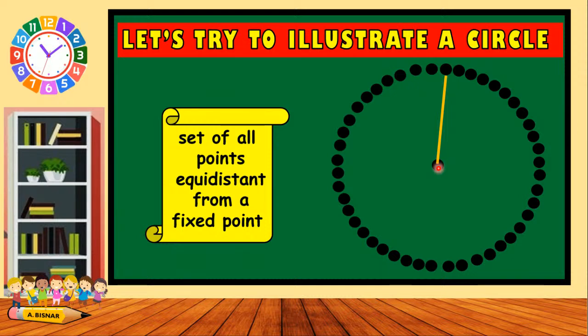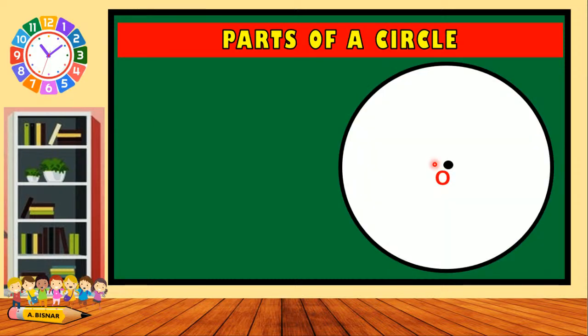Naiintindihan nyo ba? Again, set ng mga points na pare-pareho ang layo mula dito sa fixed point. Okay? Next. Let's identify the parts of a circle.